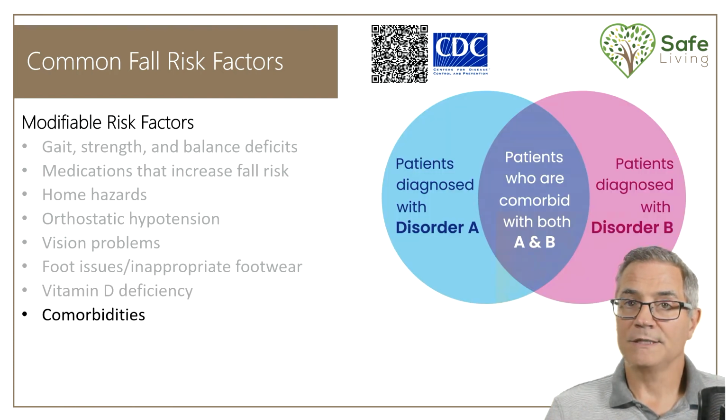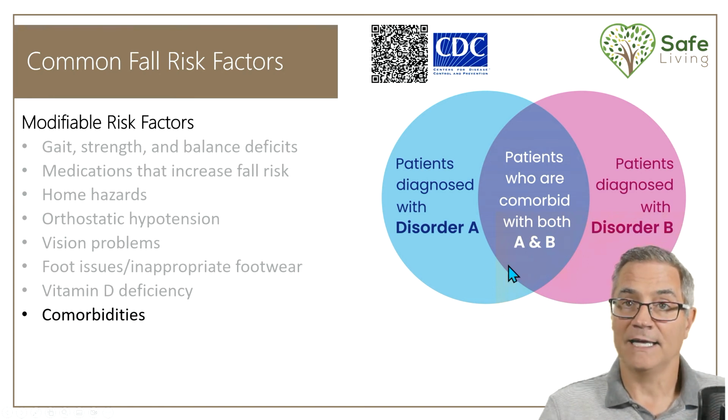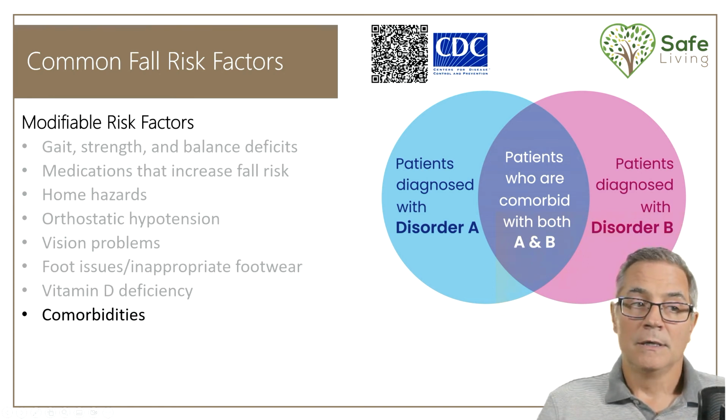Comorbidities, those are people who have multiple disorders. If you have a disorder A and a disorder B, if you have two disorders, you are comorbid with both. So they would have A and B. This is what the CDC says are modifiable risk factors.